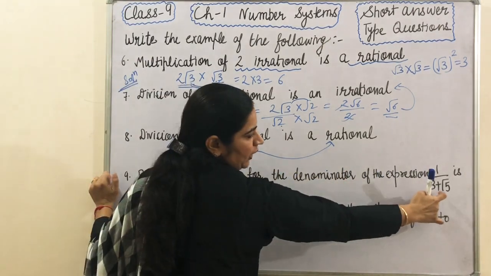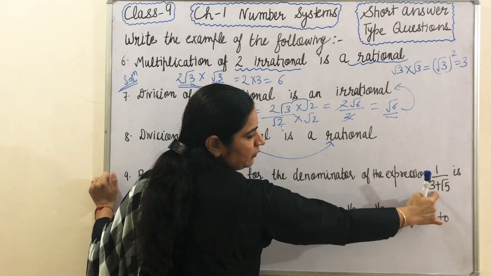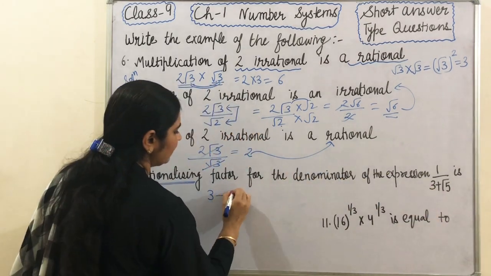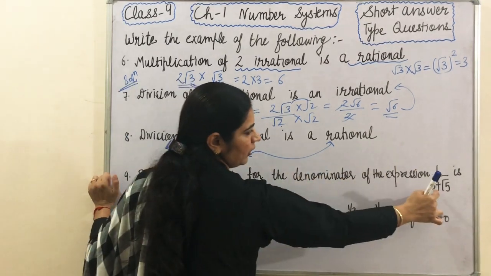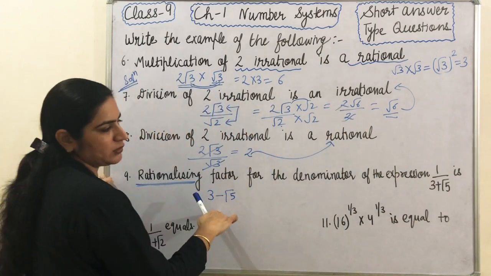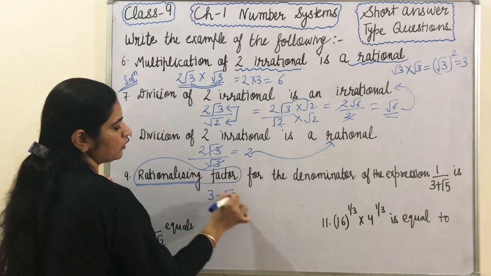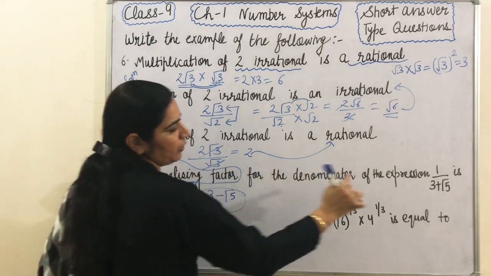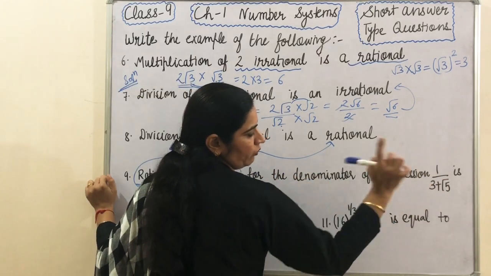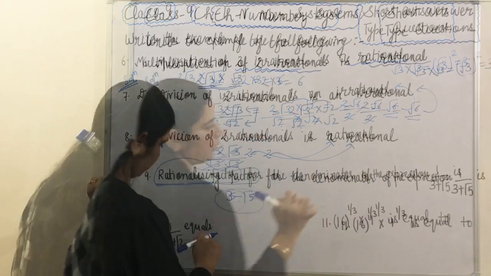We have to change the sign over here. If positive is there, we'll write a negative sign. If negative is written over here, we'll write the positive sign. The question was to find the rationalizing factor. So the rationalizing factor of the denominator is 3 minus root 5. We'll change the sign of the denominator.